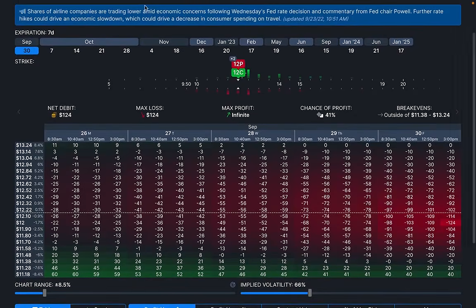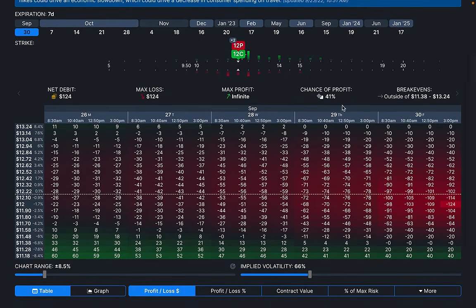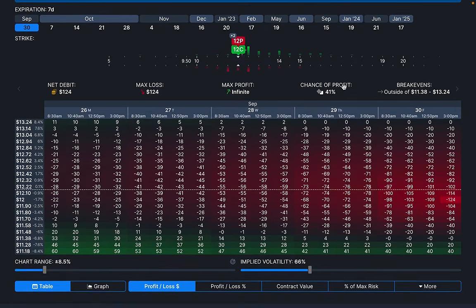You may have noticed a couple of other things, right? Like this up here and a couple of other things that I'm seeing that you're not. Again, that's because I have the premium version here. But according to this, the chance of profit here is 41%. Again, this is just an example here, but that might be useful to you. And then we have our break evens here.